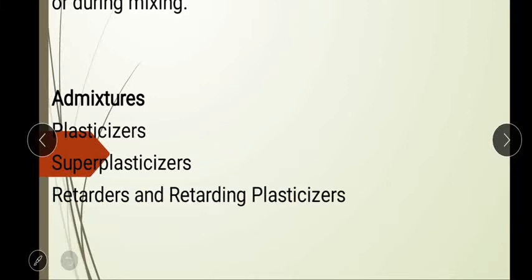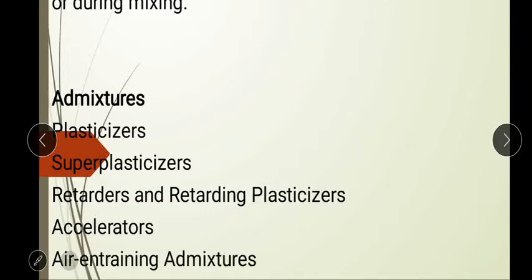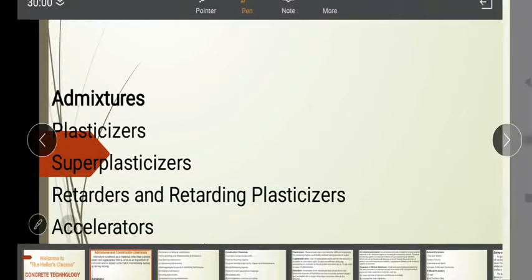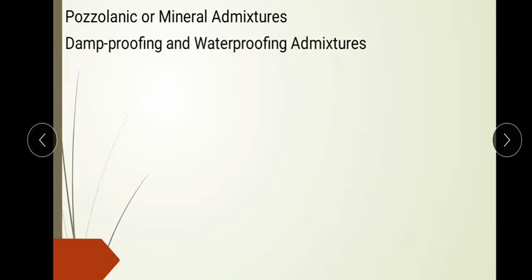So basically we have admixtures like plasticizers, super plasticizers, retarders and retarding plasticizers, accelerators. These are the few admixtures that we use most preferably. Next one is air entraining admixture. This is also one of the most useful admixtures for concrete making. The next ones in our admixtures are pozzolanic or mineral admixtures, damp proofing and waterproofing admixtures.